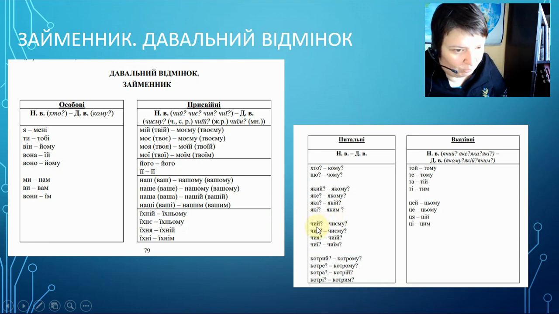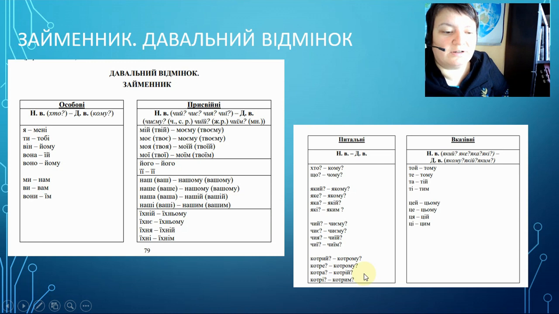Whose, чий, whose, чий, чиєму, grammatical masculine, чиєму, grammatical neuter, чия, чиїй, grammatical feminine, чиїм, plural. Котрому, which one in order. Котрому, grammatical masculine, котрому, grammatical neuter, котрій, grammatical feminine, котрим, grammatical plural, sorry.